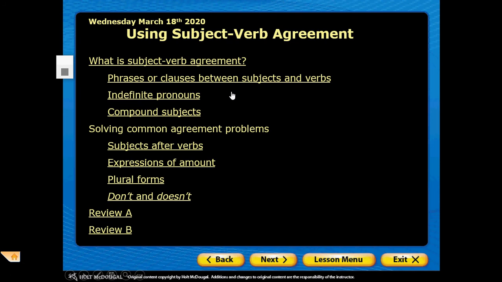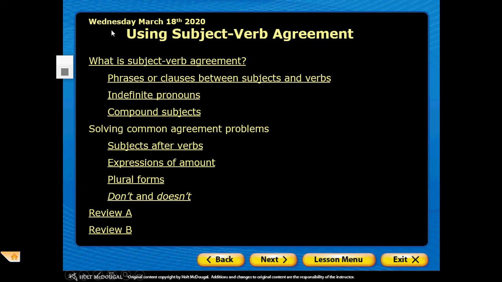But this sounds like too much, doesn't it? So this is going to be split in two lessons, two parts. Today we'll hopefully cover the first 3 points, and tomorrow will be the next points. Great. So we're going to start with subject-verb agreements.